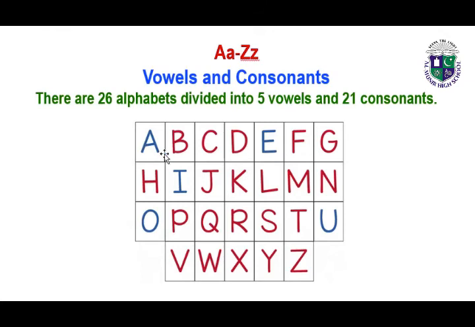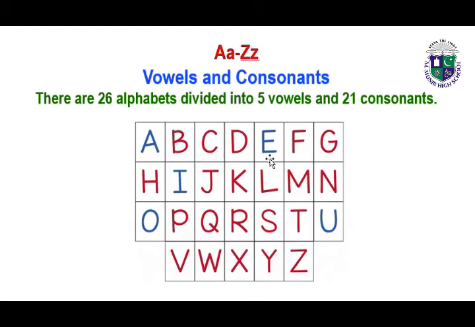Here we have vowels and consonants all together, and you can see the vowels are highlighted with blue color and the consonants are in red color. So you can see A, E, I, O and U are the vowels.